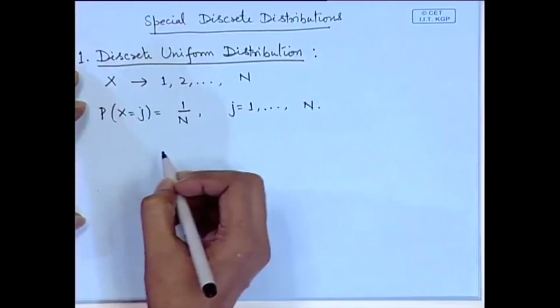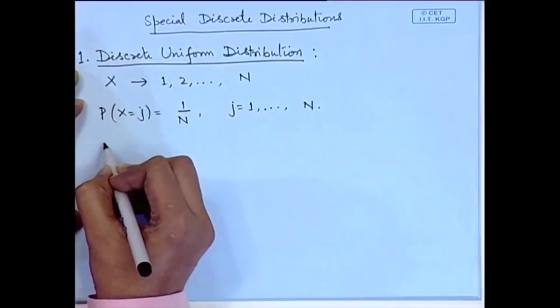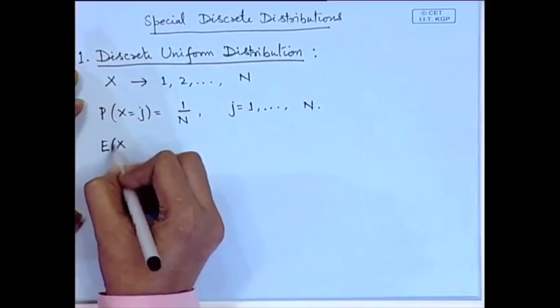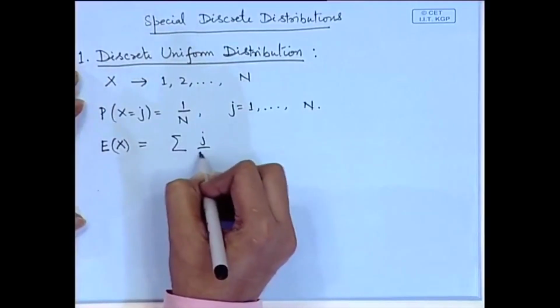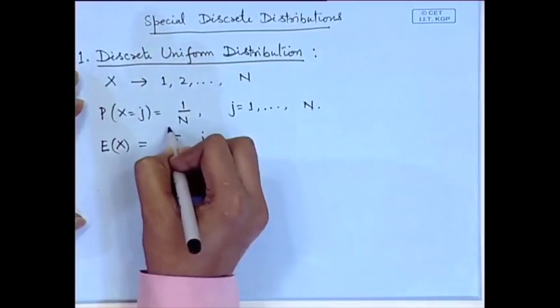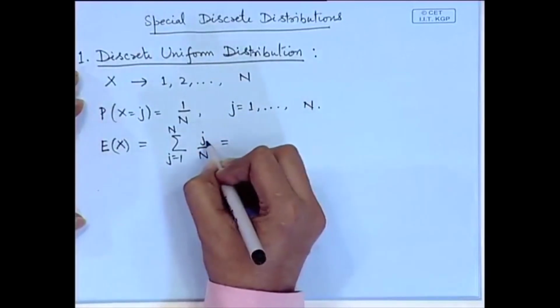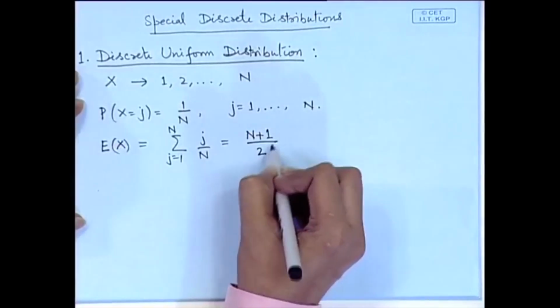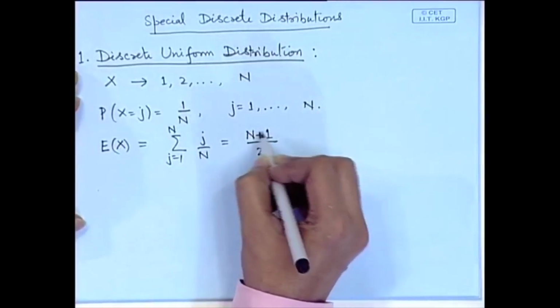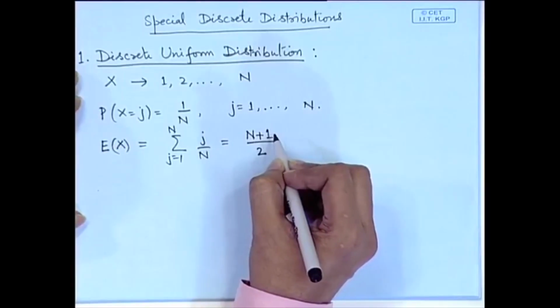Let us look at some of the features such as mean, variance, etc. Let us look at the mean. Mean of this distribution is sigma j by n, j equal to 1 to n. That becomes sigma of j is n into n plus 1 by 2. Therefore, you get the mean as n plus 1 by 2, which is appropriate because it is something like a middle point of the distribution.